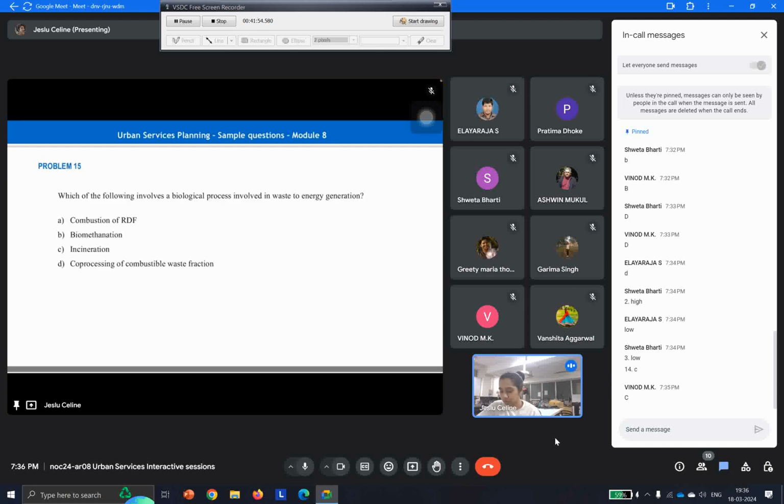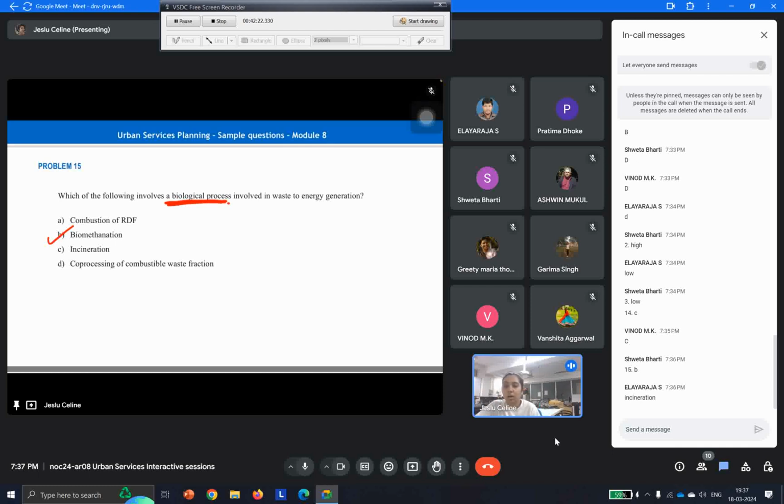Let's proceed to the next question. Which of the following involves a biological process in waste to energy generation? This is a very easy question after answering so many questions. A, combustion of RDF, B, biomethanation, C, incineration, and D, co-processing of combustible waste fraction. Shweta says B, biomethanation. Yes, very good. That is the correct answer. We've discussed that biomethanation is the process where a biological process is involved.